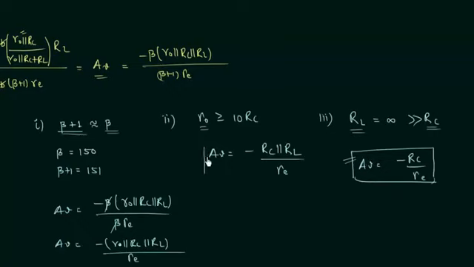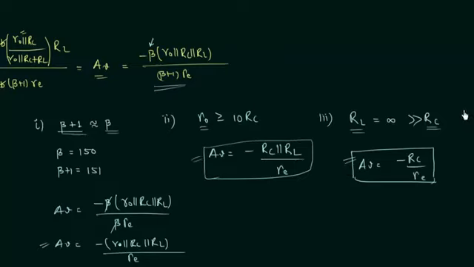You can also use this expression depending on the question, and this is the basic expression in which we have considered all the resistances, and we also have beta and beta plus 1 in this equation. So this is the basic equation, and when we perform the simplifications we have different equations for the voltage gain.